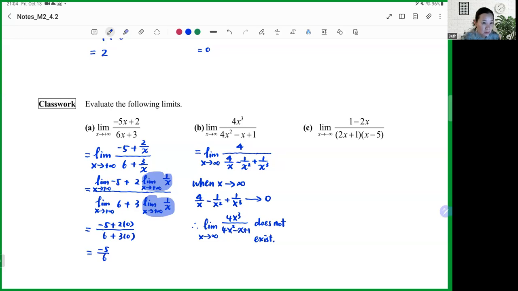Now, if you're confused about how to present this idea, you can let me know. But the minimum requirement is that you must be able to tell that this is the case when the limit does not exist. Let me know if you don't understand. Part C.